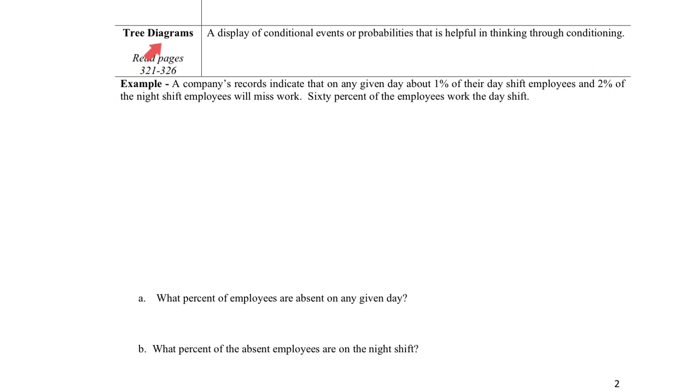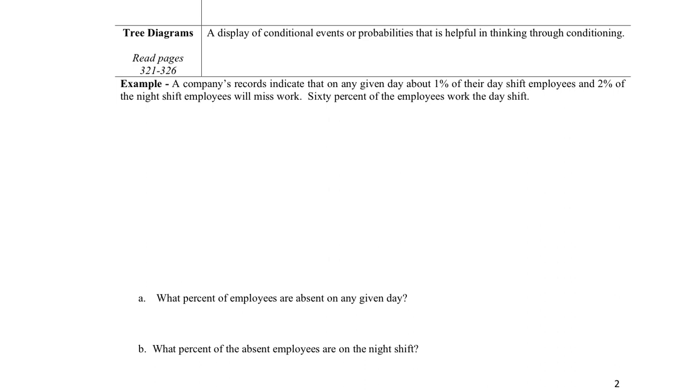Let's pick up where we left off with tree diagrams, which are described as a display of conditional events or probabilities, and it's a helpful way to get you to think through conditioning. So we just ended the last video with conditional statements, so something's given. But sometimes you have to work backwards. You're going to find the outcome, and you have to work your way backwards to find what that given was, or vice versa. It's just kind of a backwards way of undoing what we've been working with.